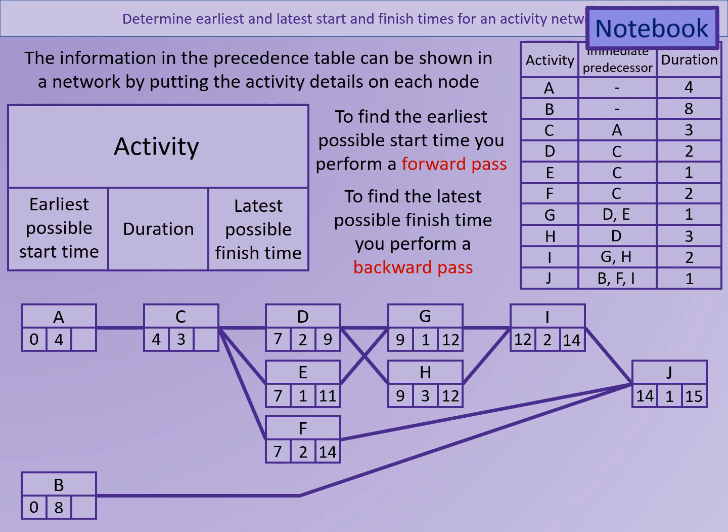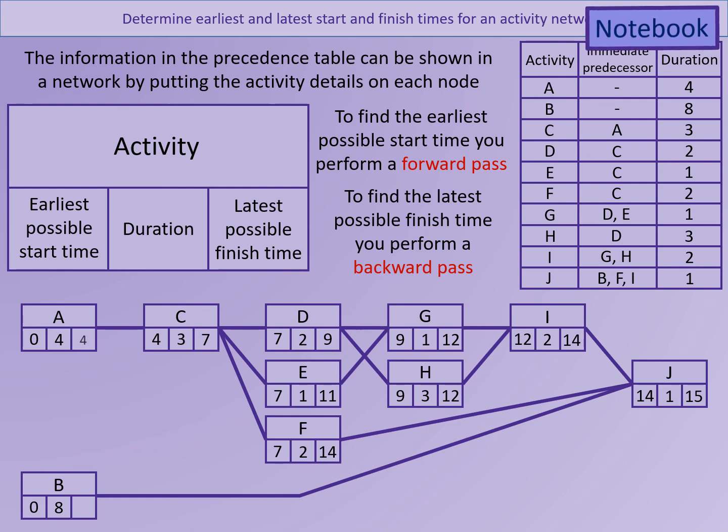Activity C now has 3 possible activities after it, so we're going to do 9 take away 2 for D, 11 take away 1 for E, 14 take away 2 for F. Choose the smallest of those 3 options. That gives us 7, that's the 9 take away 2 from D. So the latest possible finish time for activity C is 7.